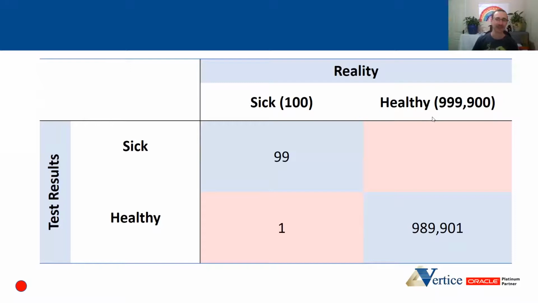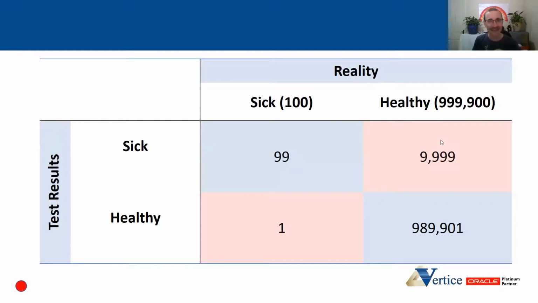But things are a bit more interesting if we look at these healthy people over here. We've got some number of 9s in this group. The vast majority of them, 99%, so 989,000 odd, get the correct result and are told that they are healthy when they are healthy. But 1% of these people get the incorrect result and are told they are sick when they are in fact perfectly healthy.